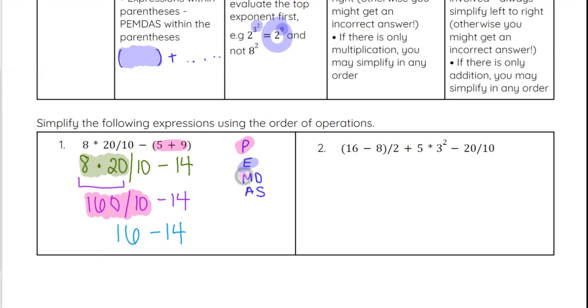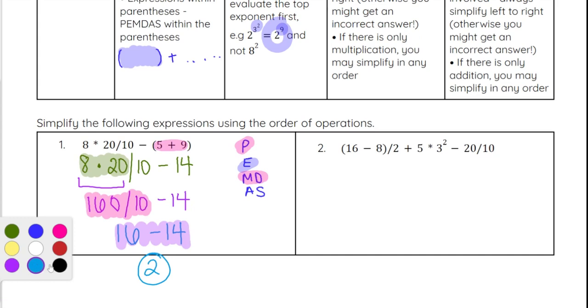Now I have completed all multiplication and division. So that step is complete. And I can move on to addition and subtraction. There is only one operation left. That is 16 minus 14, so subtraction. So we do that, 16 minus 14, and we get 2 as our final answer.